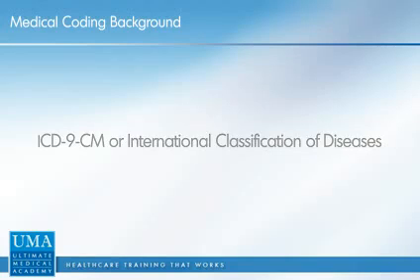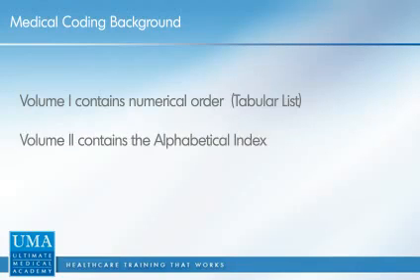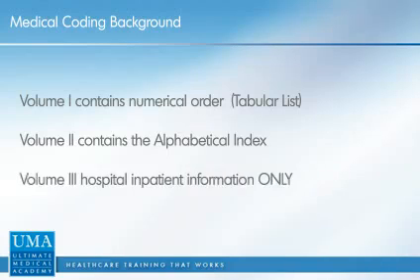The ICD9 book contains 3 volumes. Volume 1 contains the codes listed in numerical order. It is called the tabular list. Volume 2 contains the alphabetical index. In this class, you will use only Volumes 1 and 2. Volume 3 is used for coding hospital inpatient information only.